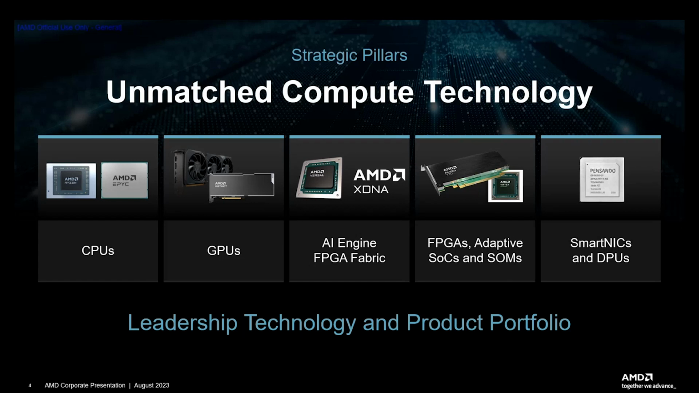FPGA cards are available with us, and yes, SoCs and SoMs are also available with us, and SmartNICs also. SmartNICs are our Pensando cards, available with us, SmartNICs and DPUs. So these are also available. These cards are used for particular workloads. Any customer who wants to do particular work with a single card has to go with this kind of card.